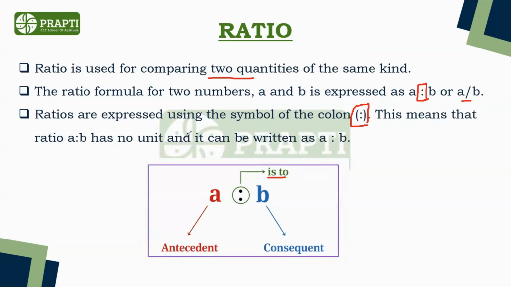This means ratio of A is to B has no unit, and it can be written as A is to B. There's no particular unit for the ratios. Just represent it as A is to B. So A is to B is nothing but a ratio or a least simplified fraction, A by B. So this A will be your antecedent and B is nothing but the consequent.